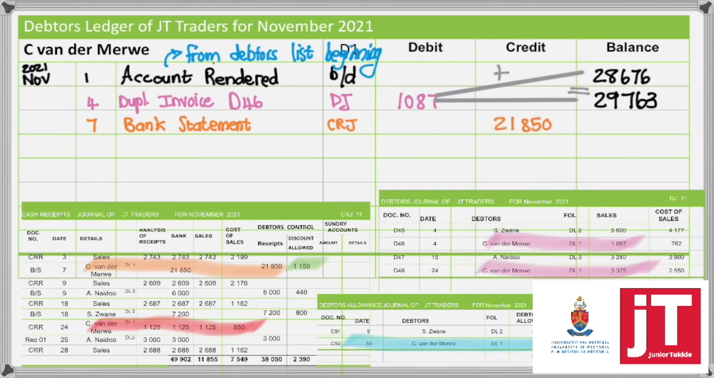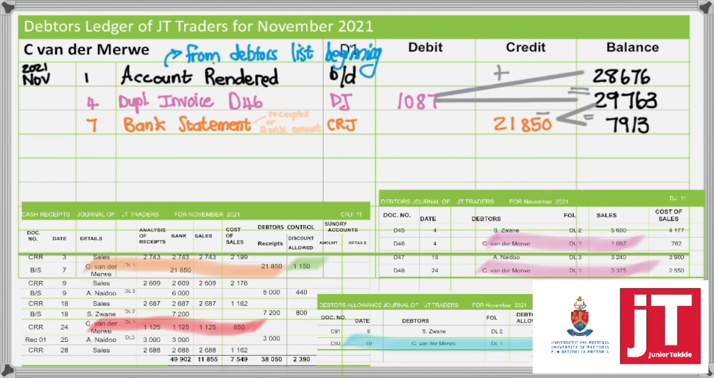Then the next transaction is on day 7, where C. van der Merwe paid us with a direct deposit of 21,000 Rand. So yet again, this is the CRJ, bank statement according to our document number. And remember, now we have to deduct it because it's a credit entry. So 29,763 minus the 21,850 is equal to 7,913.